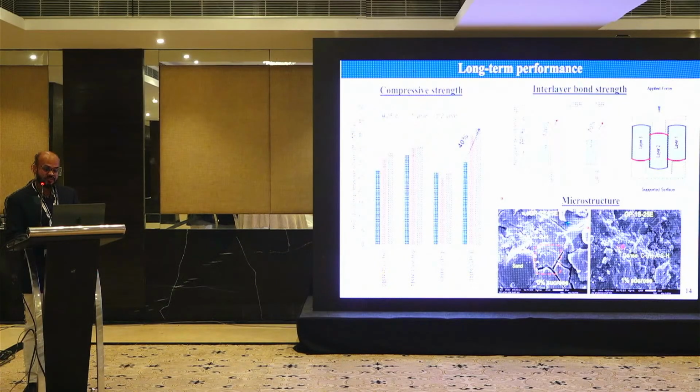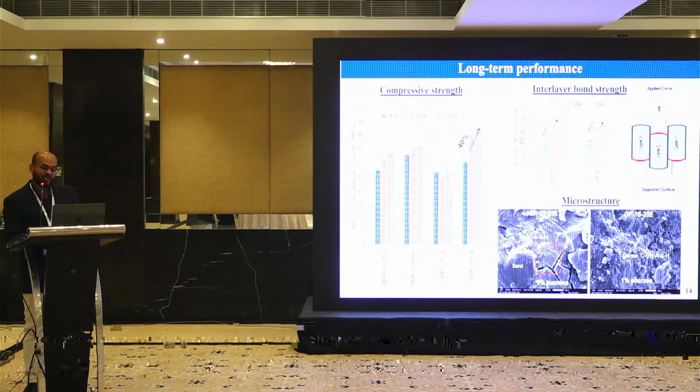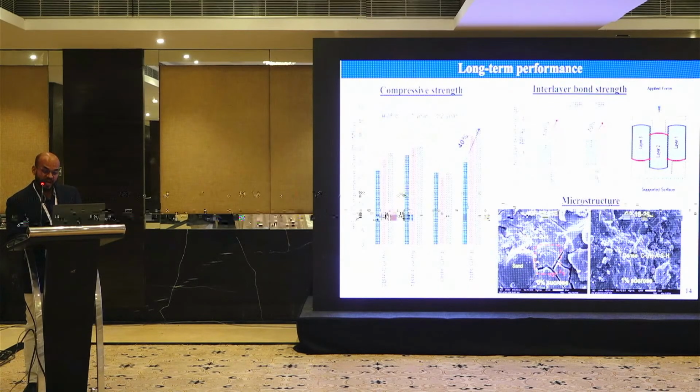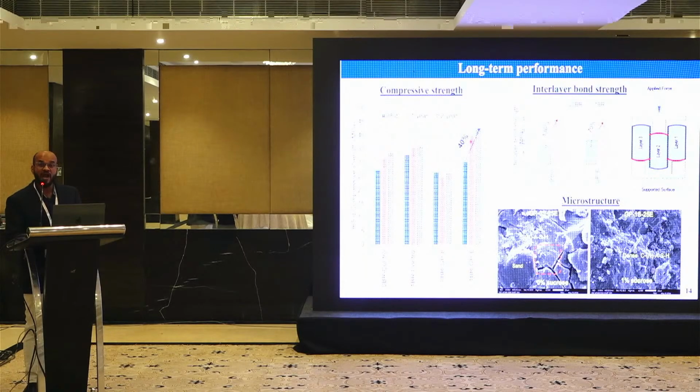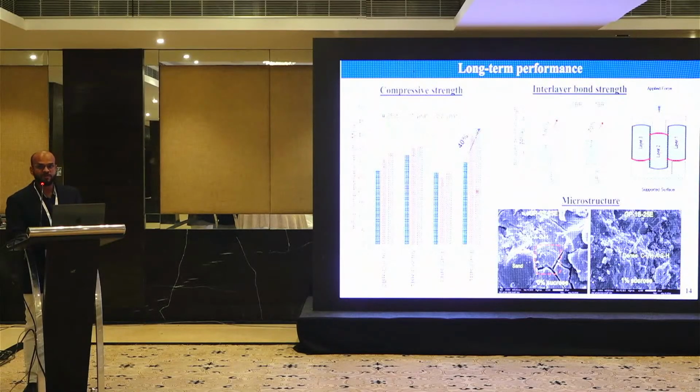Interestingly, when the sucrose has been added, the shrinkage cracking has been reduced. The sucrose lowers the rate of hydration. Because of the lowering of hydration, more dense C-S-H gel has been formed. Because of this, with the sucrose, we can get 44 megapascal of strength. And more interestingly, it is C-S-H gel, and that was confirmed through NMR data, which I am not presenting here.